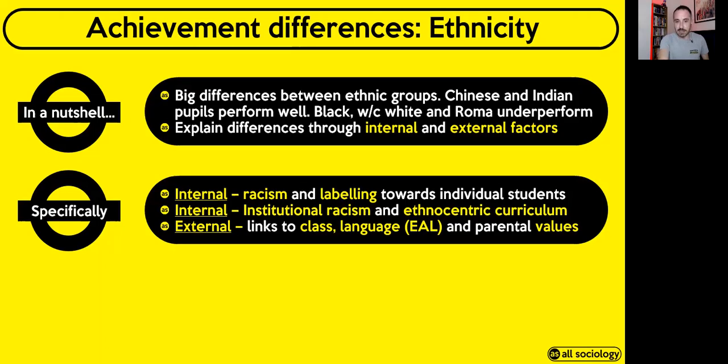Now, when we think about the external factors, this is where it becomes really interesting, because a lot of those factors that we looked at relating to class will also apply to ethnicity. And that's because there is a real connection, I suppose, between levels of poverty and lower social class and ethnic minorities. Basically, if you're non-white, you tend to be lower social class. Of course, there are exceptions to that, but that's the general rule of thumb.